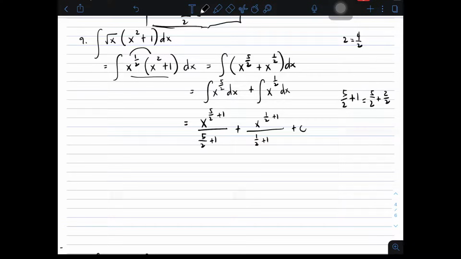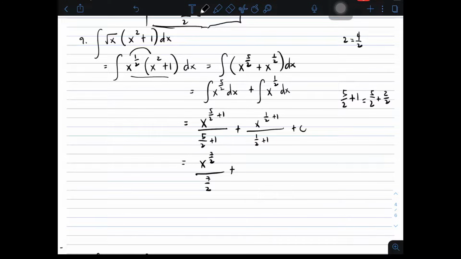Kasi yung 2 divided by 2 is equal to 1. So, yung ating first term, yung kanyang exponent is x raised to 7 over 2. Yung kanya naman denominator ay parehas din. So, you have your 7 over 2. So, sana nakakuha niyo yung way natin on how to add a fraction and a whole number.